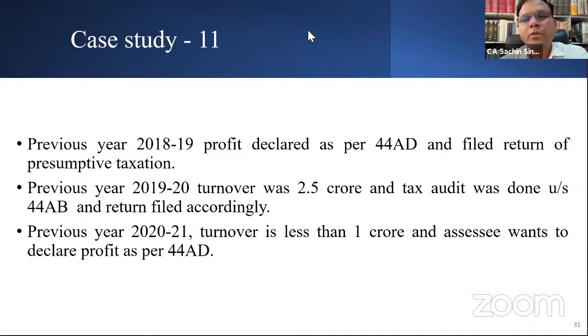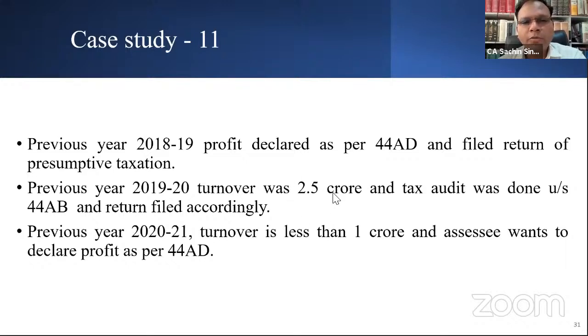So Pradeep sir is saying no, he cannot go for 44AD. Any other answer on this? No, no, no. Okay. So majority is with no. But if you see, the question is the previous year 1920, the turnover was 2.5 crore. Since it was 2.5 crore, he is anyway not within the ambit of 44AD. So the 44AD option was not available to him.